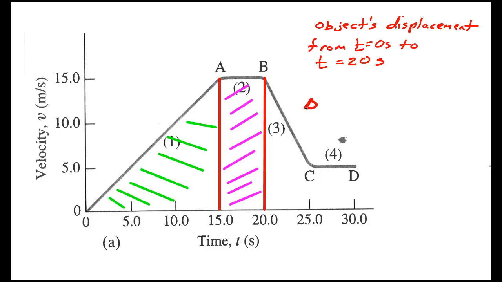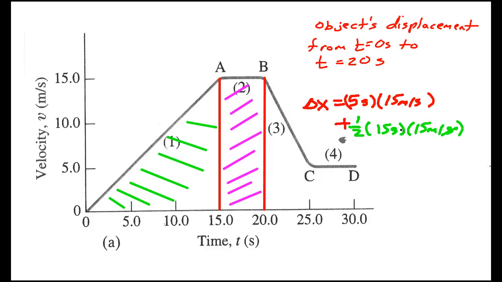So delta x is equal to the area of the rectangle, which is 5 seconds times the height of the rectangle, which is 15 meters per second, plus the area of the triangle here, which is 1/2 times 15 seconds times 15 meters per second. Notice that the seconds cancel. I'm in the units of meters, as I should be. Seconds cancel here. I'm in the units of meters.